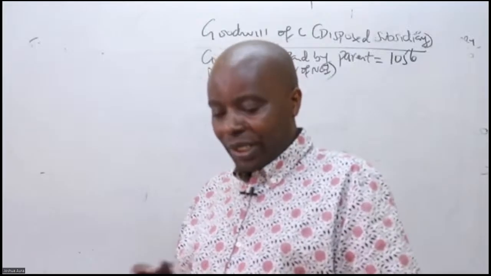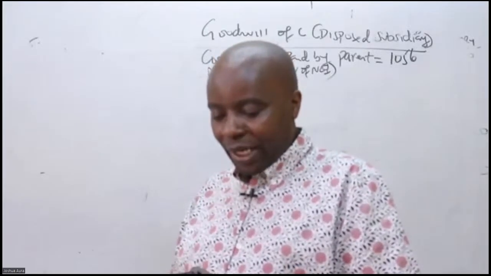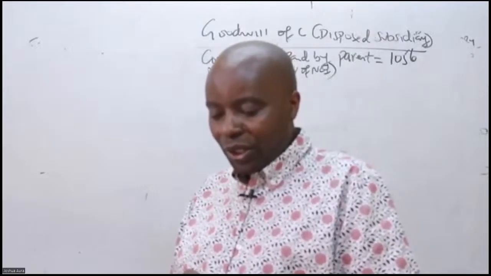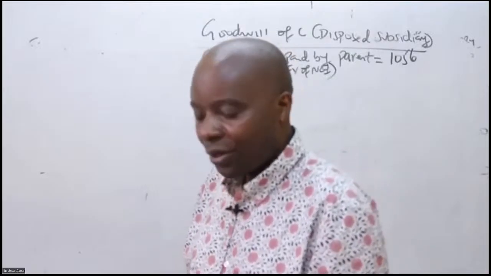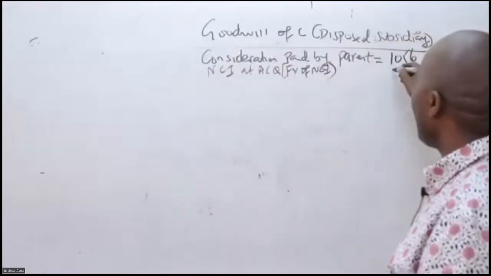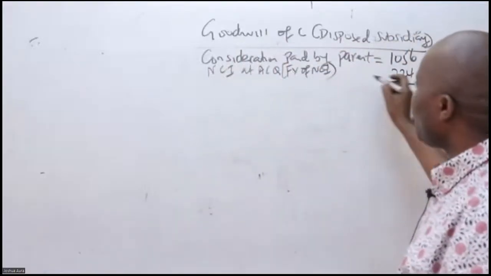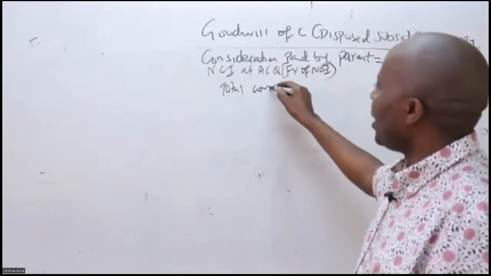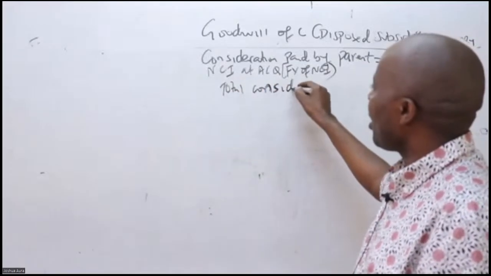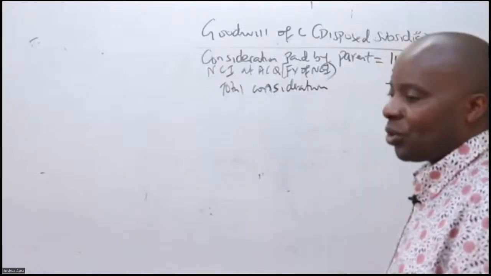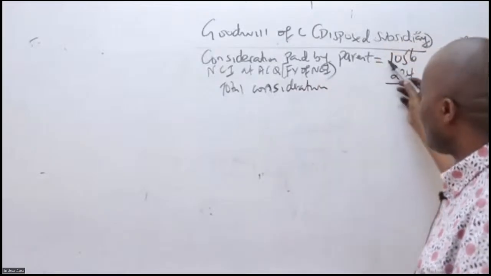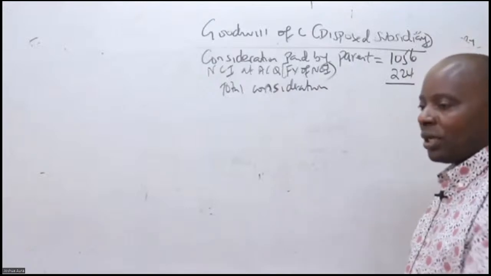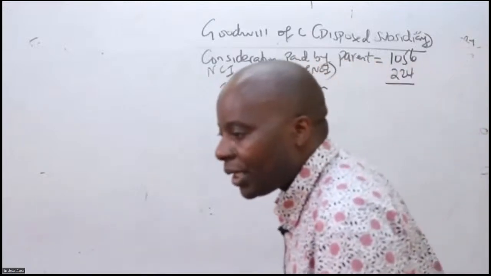Right? So in this case, the fair value of NCI at acquisition is 224. So then what is the total consideration? Please add the two. So in this case, it is 1280.